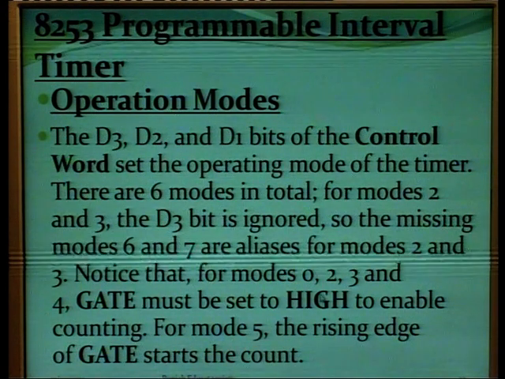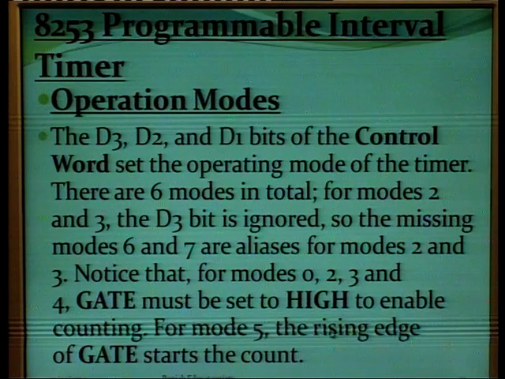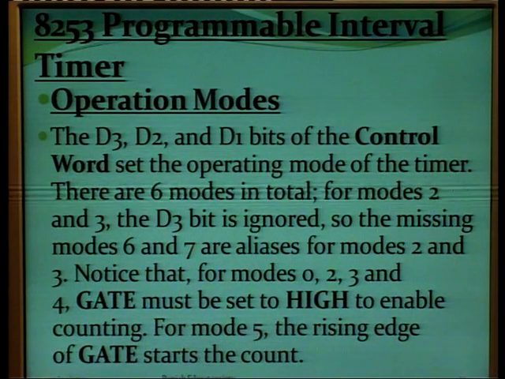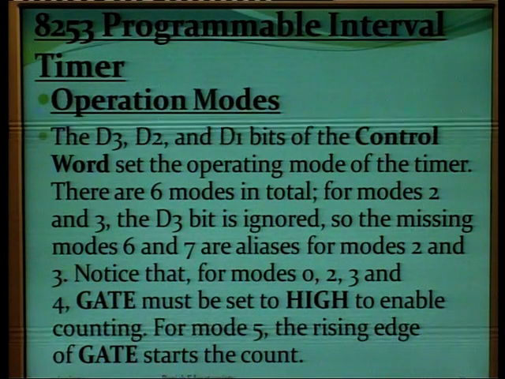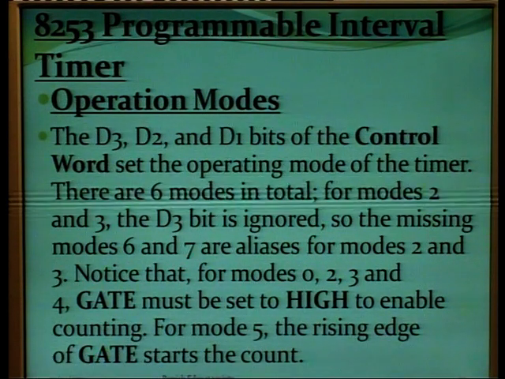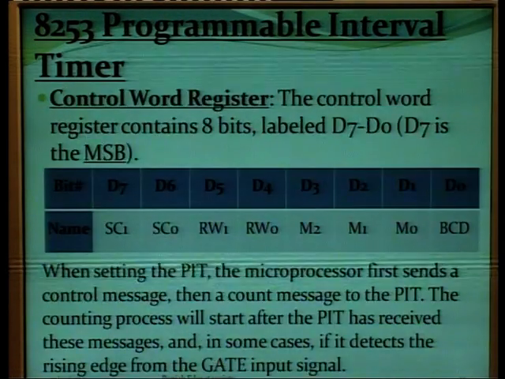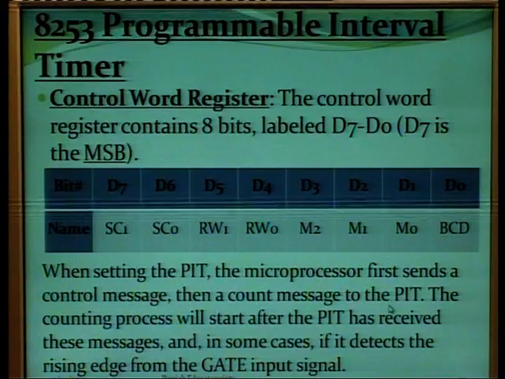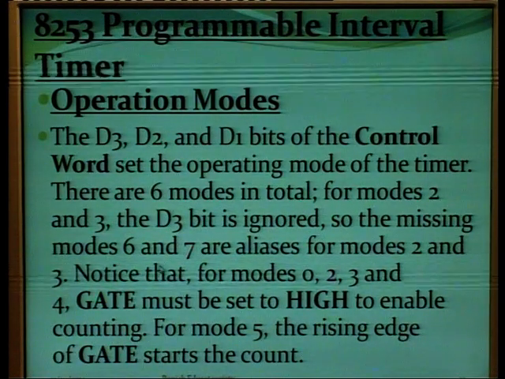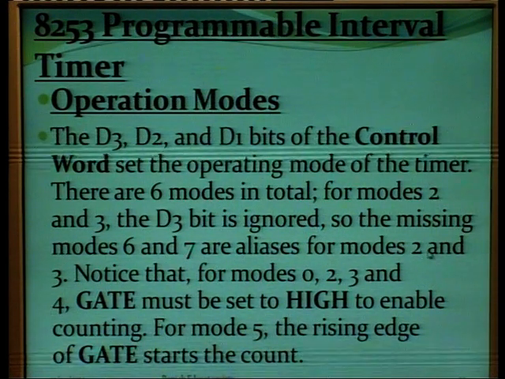There are 6 modes in total. For mode 2 and 3, the D3 bit is ignored. So, the missing modes 6 and 7 are aliases for mode 2 and 3, because these are 3 bits. We can select up to 8 modes, but the actual modes are 6. So, modes 6 and 7 are also used for mode 2 and 3.